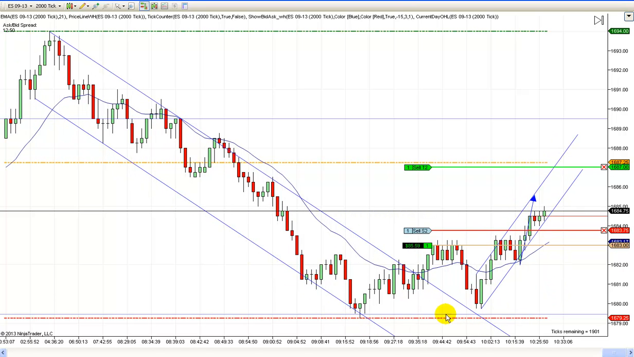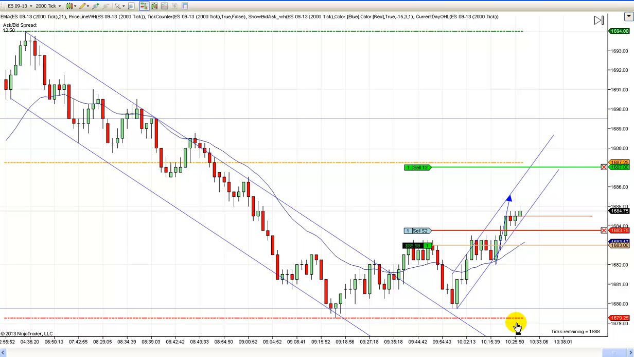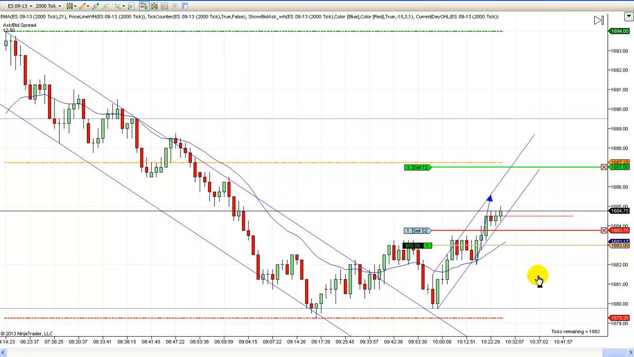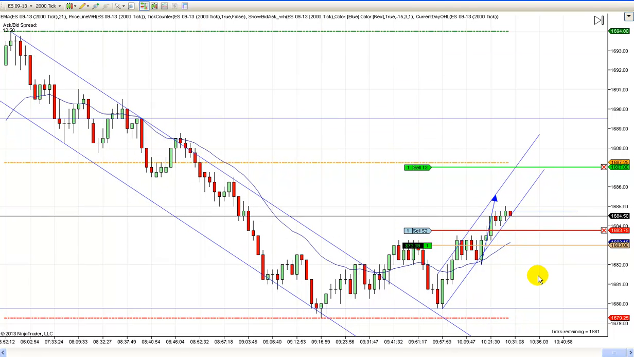So we've got these lows right across here. I'm going to move that up now. And we'll see what happens.